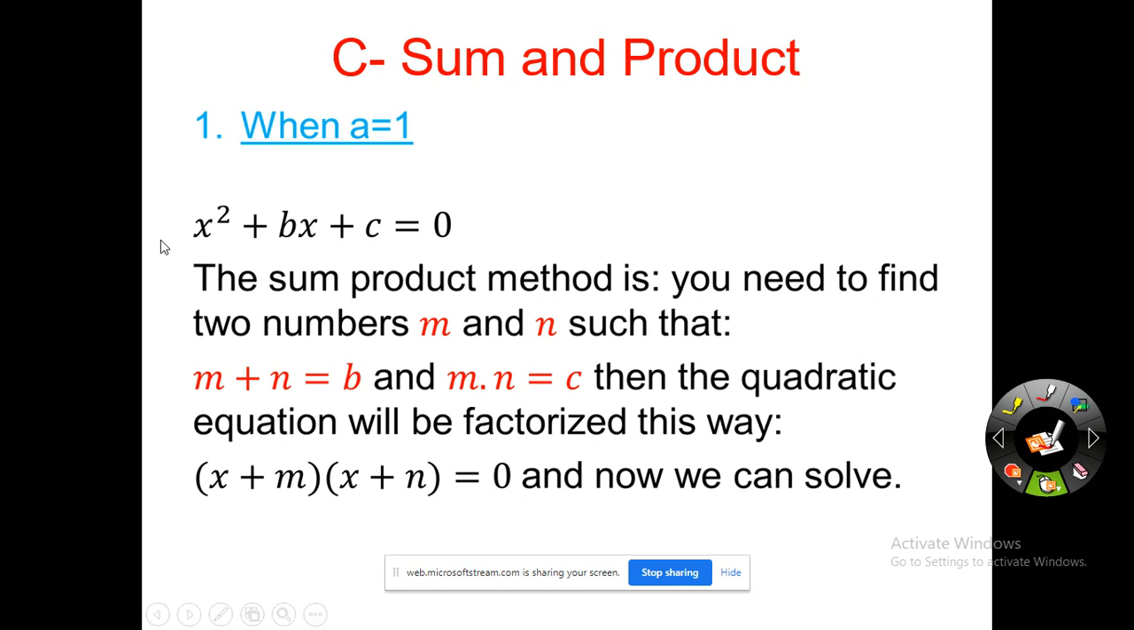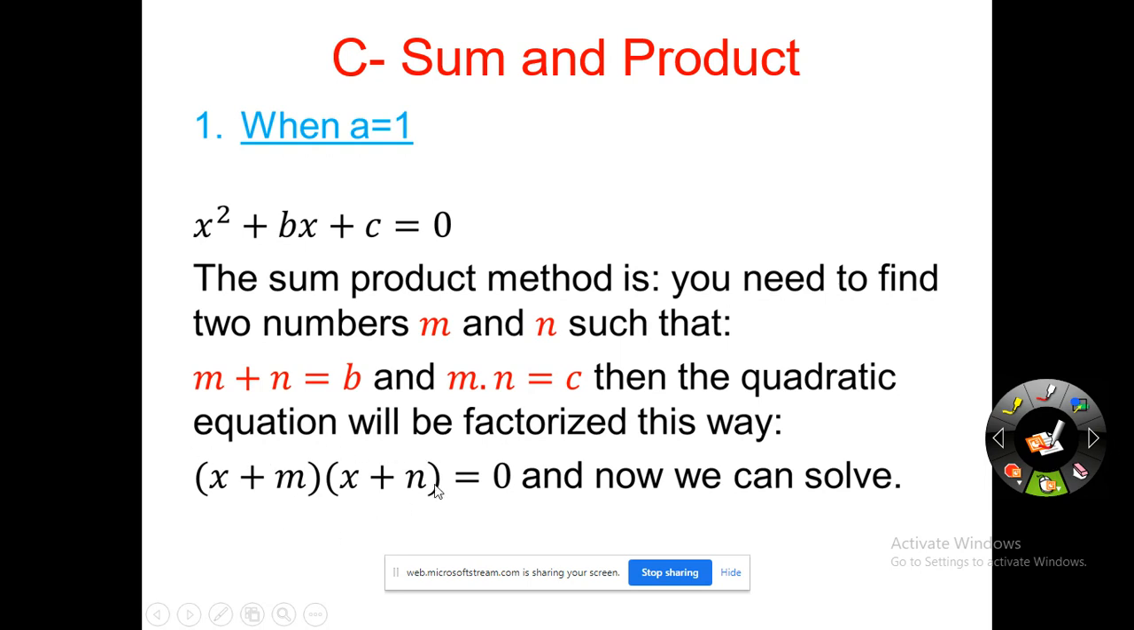Here I have x squared plus bx plus c. What is the sum and product method? You need to find two numbers. I will call those numbers m and n. If I add them, they give me b, and if I multiply them, they give me c. So I can factorize my quadratic by (x plus m)(x plus n).